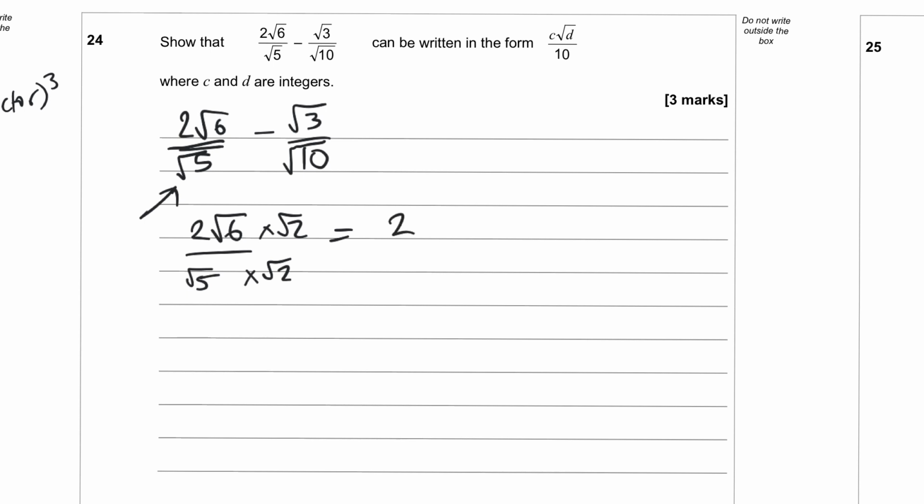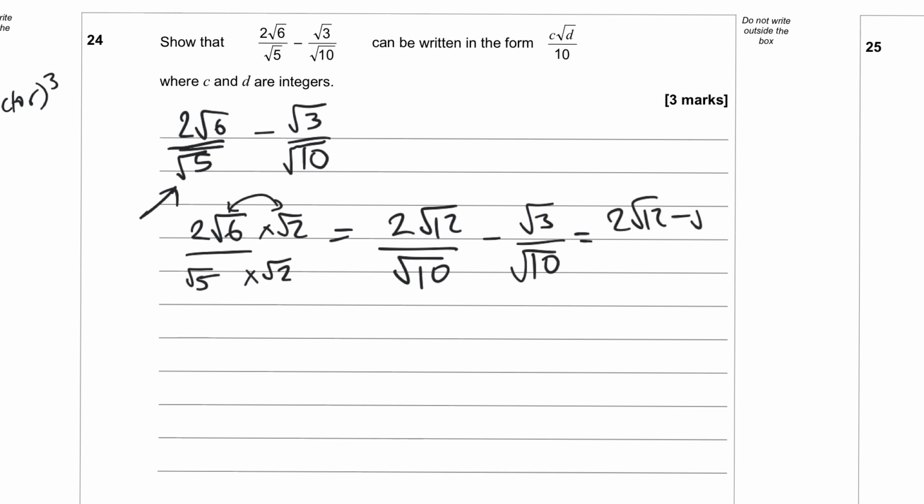If I do that, the two roots times each other will leave you with root 12 on top, and the two roots times each other at the bottom will leave you with root 10. So now I've got this, take away the root 3 over root 10. The denominator is not going to change, so I'm going to have 2 root 12 minus root 3 over root 10.